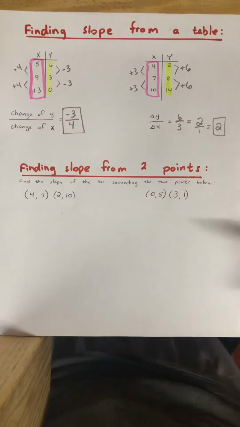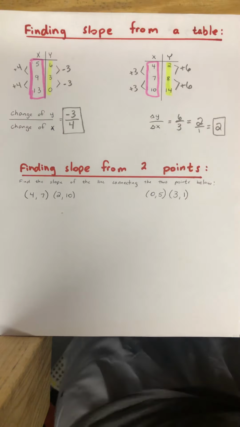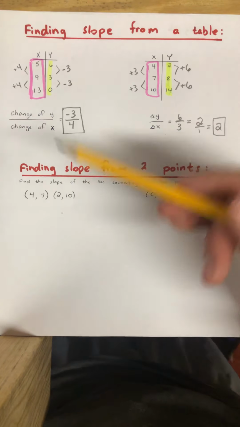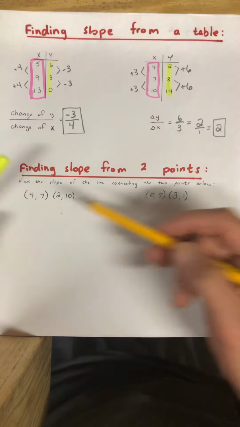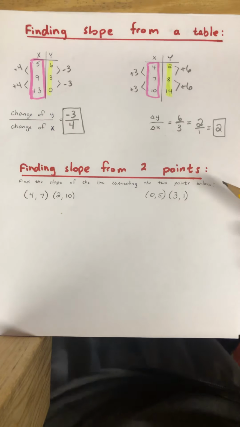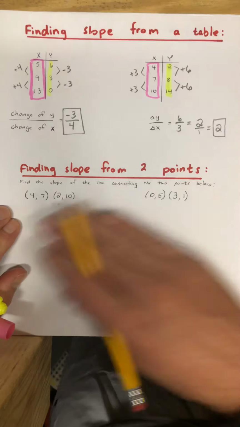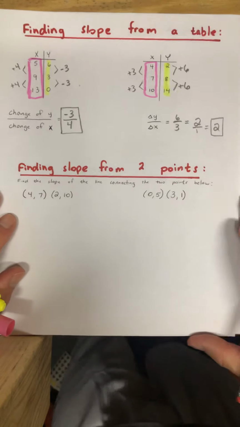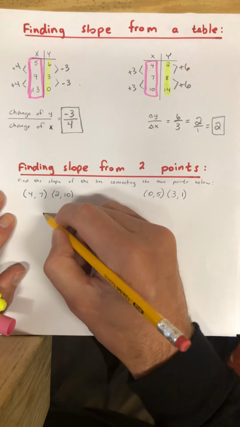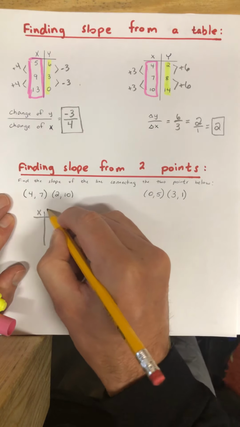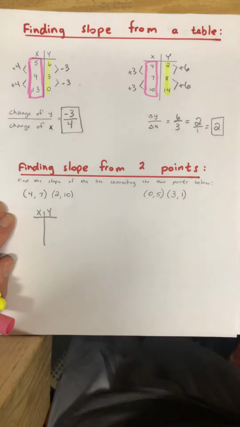Now we're going to use what we just learned above to help us find the slope between 2 points. So we're given, instead of a table of values, just 2 points that might fall on a line, and we want to figure out what the slope of the line connecting the two is. Now, I told you it's basically the same, because we're going to take the information in the 2 points and create a table of values.